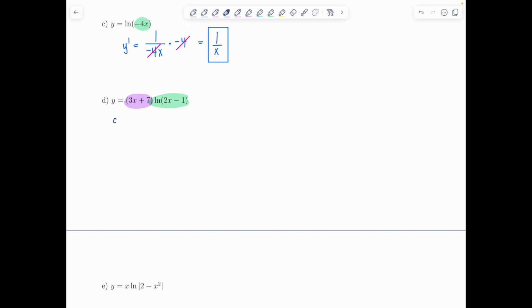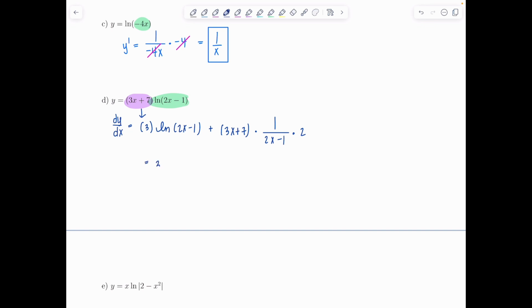So dy dx is going to be, first let's take the derivative of 3x plus 7, it's 3. Then you leave the other guy alone, leave ln of 2x minus 1 alone. It's not his term, they got to take turns. Plus, now I leave 3x plus 7 alone. Already had his turn. Now derivative of ln of 2x minus 1. Derivative of ln of something is 1 over the something. And then by the chain rule, I have to multiply by the derivative of the something, of what's inside the parentheses. So derivative of 2x minus 1 is just 2. Good.